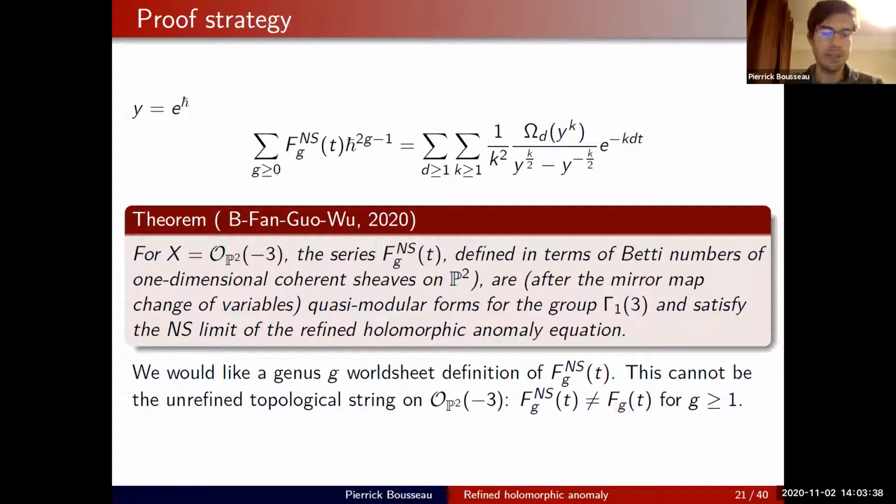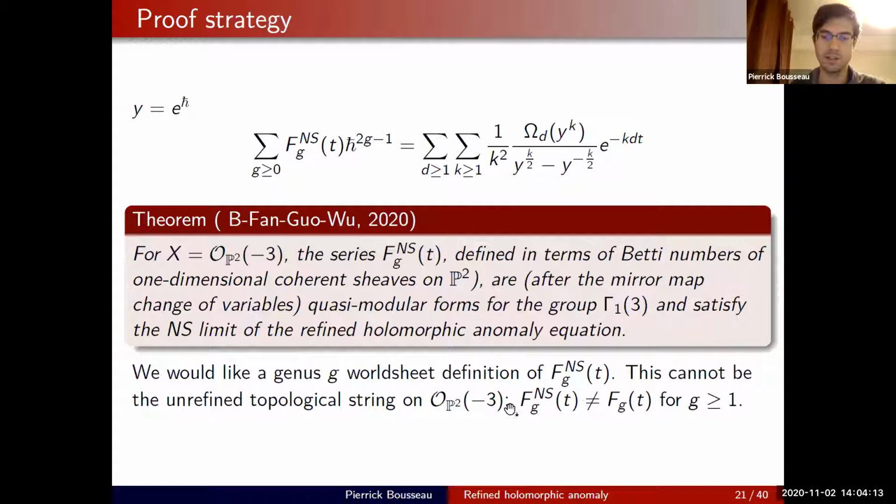Okay, so here I'm repeating myself. I say the main issue for something like proving some holomorphic anomaly equation for this f g of ns is that the g does not mean genus. Whereas in the usual holomorphic anomaly equation, the g means genus, and it's a kind of recursion on the genus. So here the strategy for how to prove this theorem would be to find some kind of genus interpretation of f g of ns. So we would like to interpret f g of ns as some genus g worldsheet object.